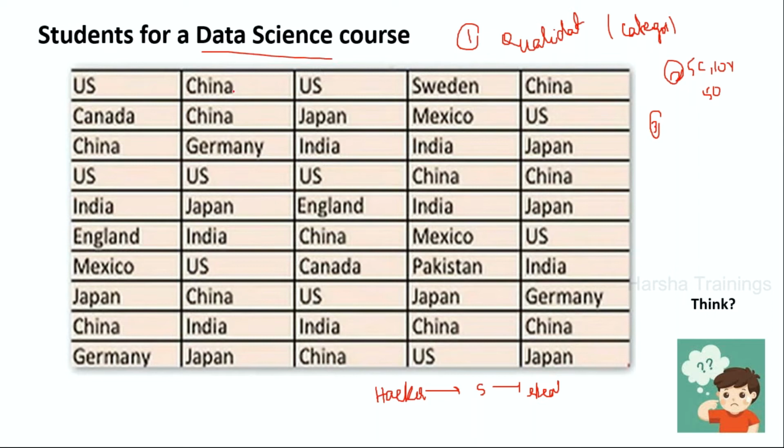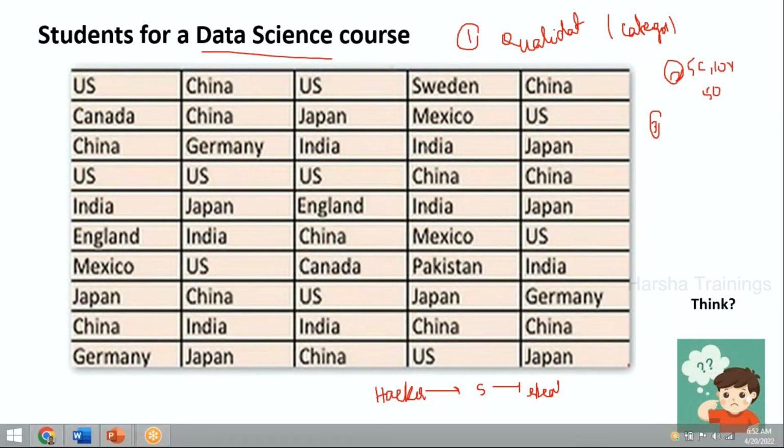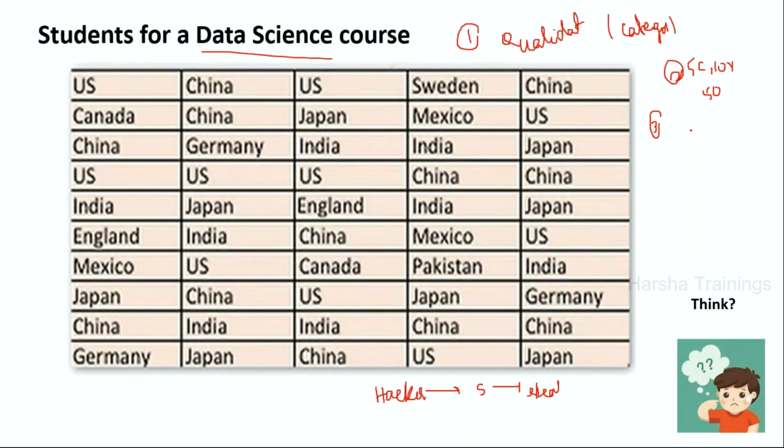Now, can you please tell me any other observation? Are the entries repeating? Yes, some entries are repeating. Mostly, let us take China. It is appearing more number of times. Look here, China, and US. Some countries are repeating. Okay, now from these observations, I wanted to convert this data into analytics.